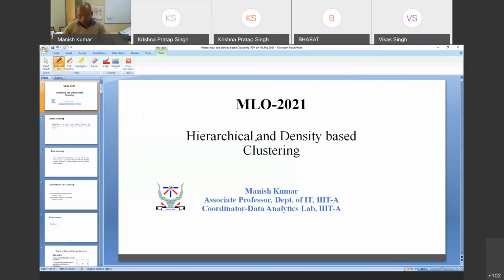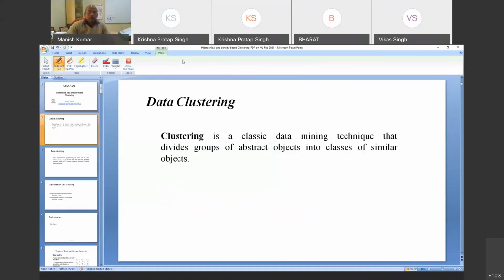Okay, good afternoon to all of you. We'll be talking today about some clustering methods. Especially, I'll be focusing on hierarchical and density-based clustering. Let me first give you an idea of what clustering actually is.